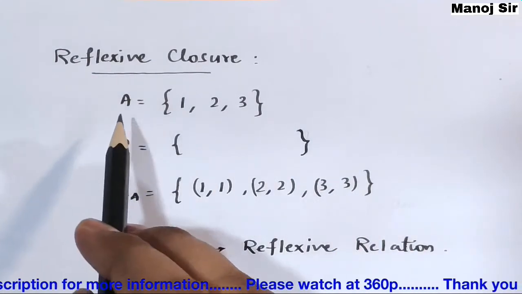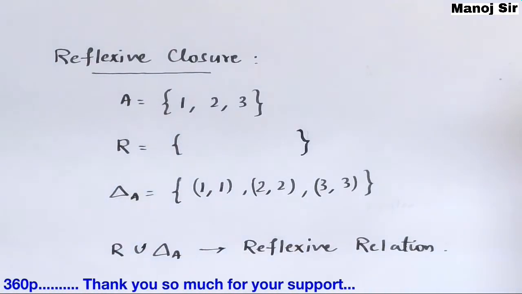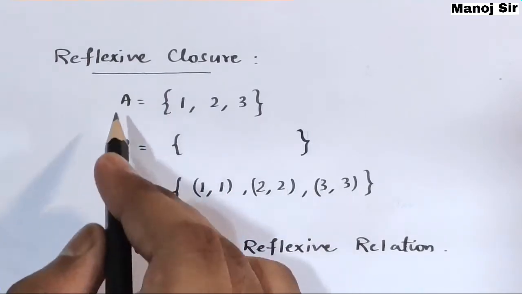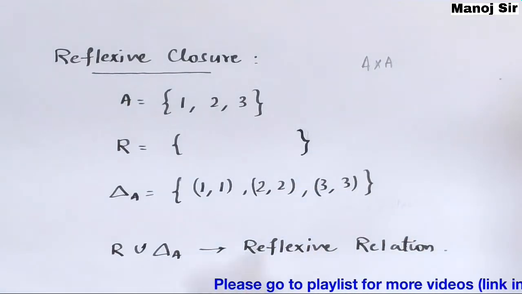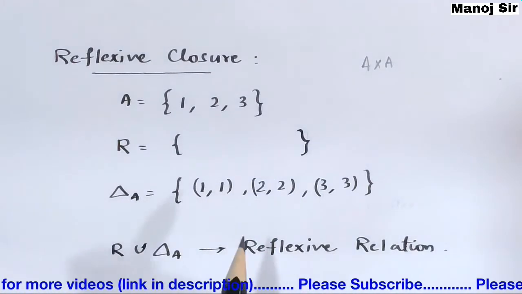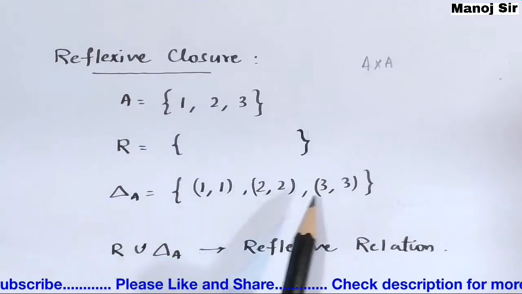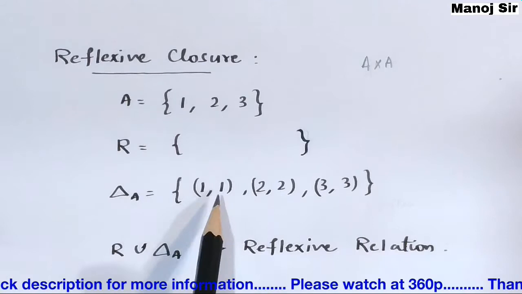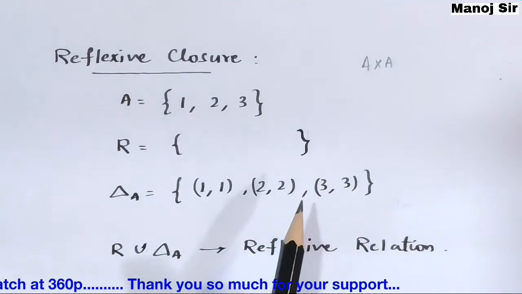Let us see. Let's say you have a set, that is set A, whose elements are 1, 2 and 3. By this set we can find the self cross product of this set, that is A cross A. Now let's say you have any relation, then in that relation these three elements has to be there, and these all pairs are diagonal pairs. These pairs, that is 1 1, 2 2, 3 3, are my diagonal pairs.